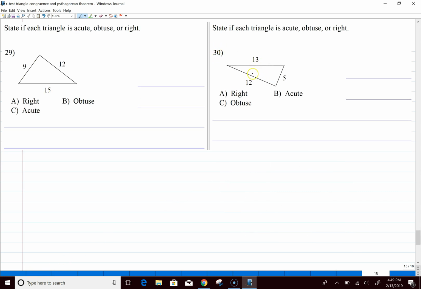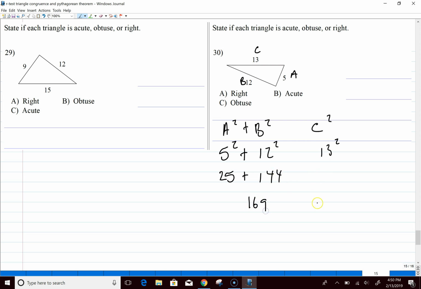Number 30. Biggest number here is 13, so that's C. Smallest number is A. Middle number is B. A squared plus B squared and then C squared. A is 5, so 5 squared plus B squared. B is 12. 12 squared and then C squared is 13 squared. 5 squared is 25 plus 12 squared is 144. 144 plus 25 is 169. 13 squared is 169. These numbers are equal. And when they're equal, you have a right triangle.